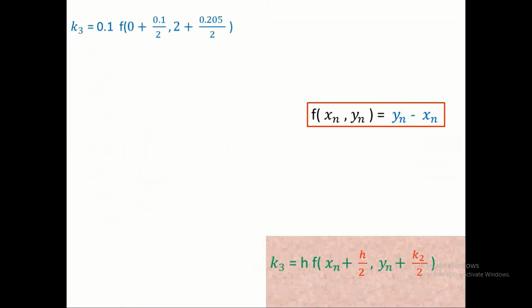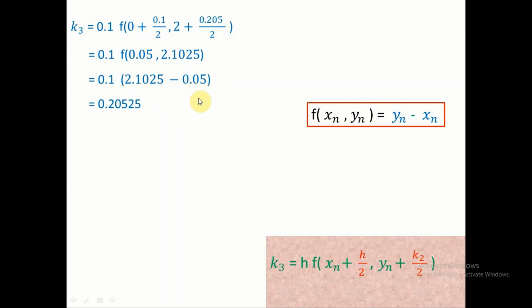Now let us find the value of k3. Substituting the values of h, x n, y n and k2 in this formula, we get this step. That is equal to 0.1 into f of 0.05, comma 2.1025. Substituting x n equal to 0.05 and y n equal to 2.1025 in this f of x n, y n formula, we get 0.1 into 2.1025 minus 0.05. That is equal to 0.20525.